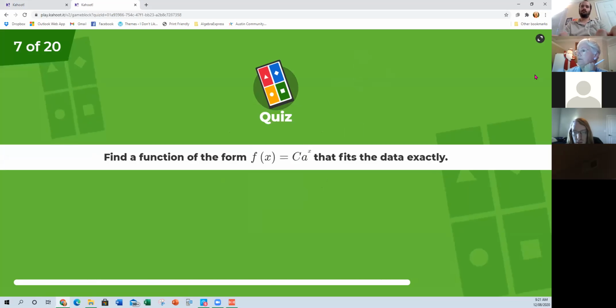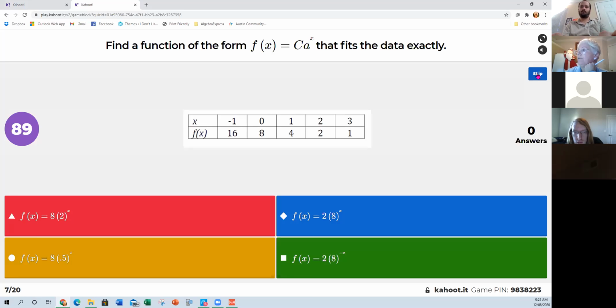So here we go. Find a function of the form f of x equals c times a to the x that fits the data exactly. If you know what you're doing, this should take very little time.